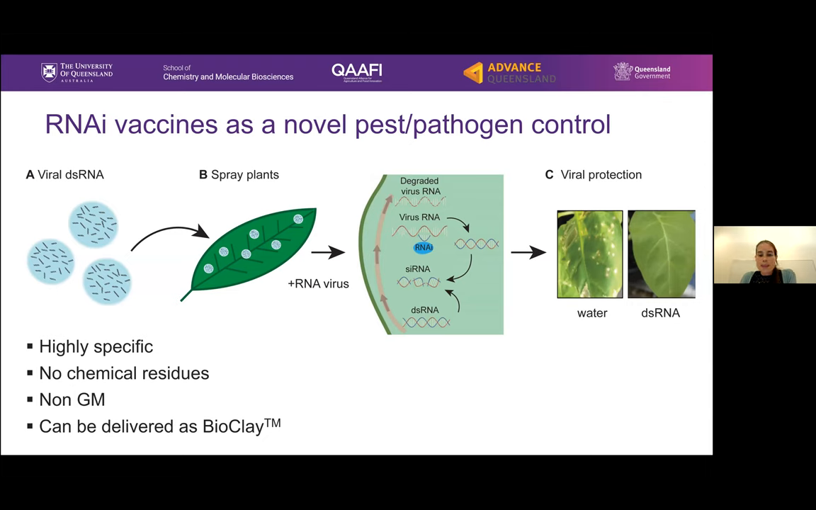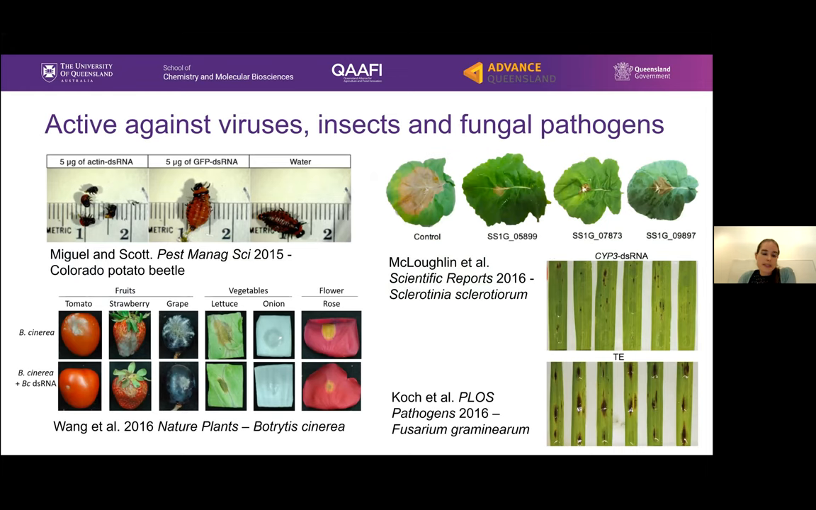And the RNA can be stabilized on carriers such as BioClay, which is the product we've developed at the University of Queensland. And BioClay is where the RNA is bound to some clay nanosheets, and this protects the RNA from degradation. And so it extends the protection window from 5 to 7 days up to almost a month. And so this technology is also active, not only against viruses, but also against insect pests and fungal pathogens.